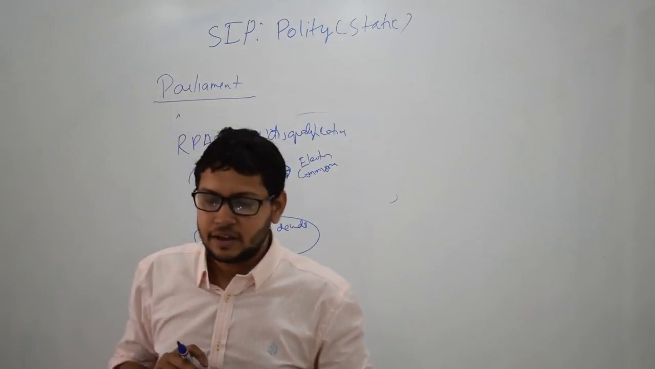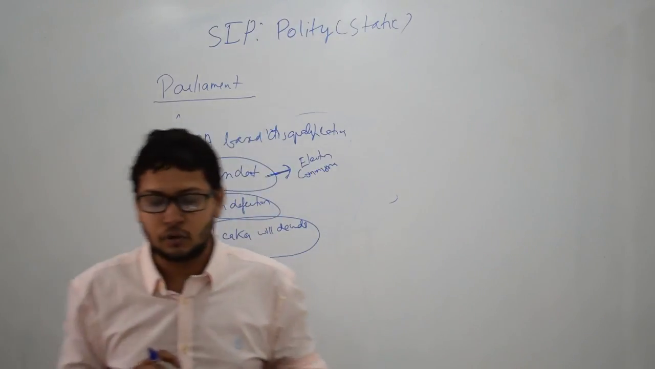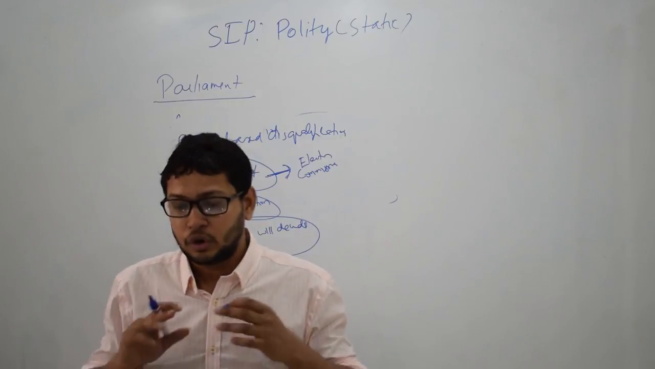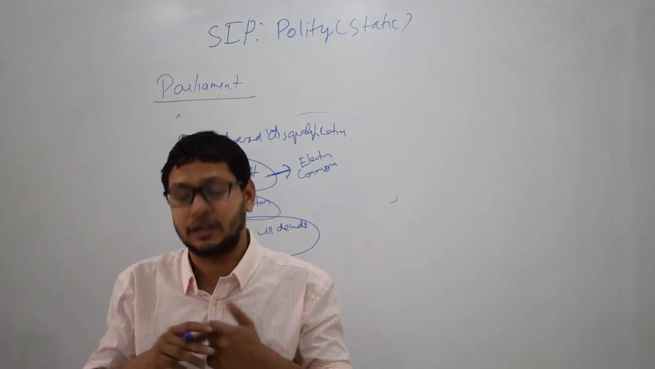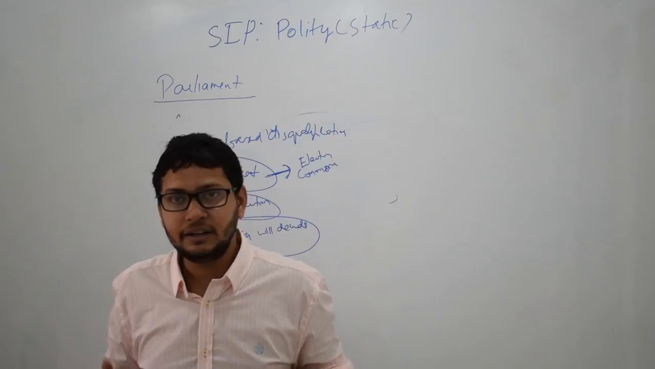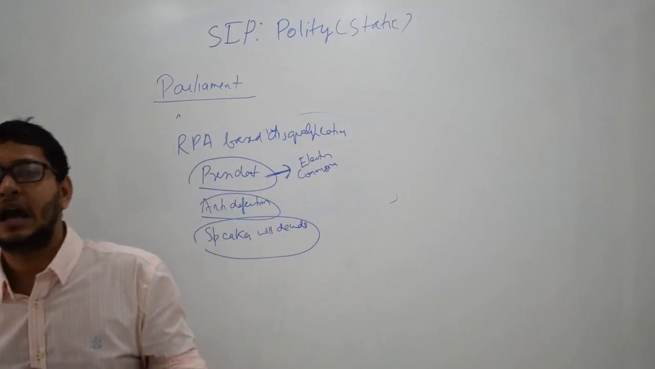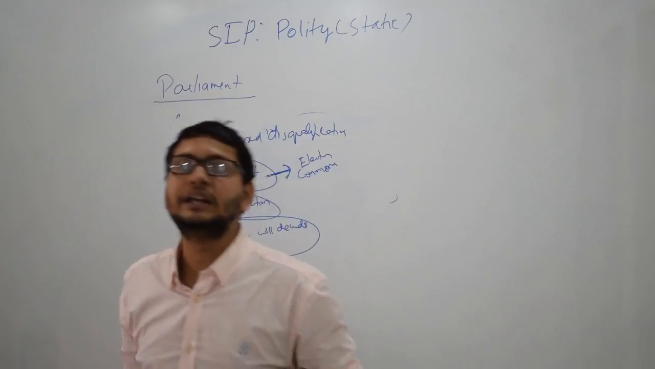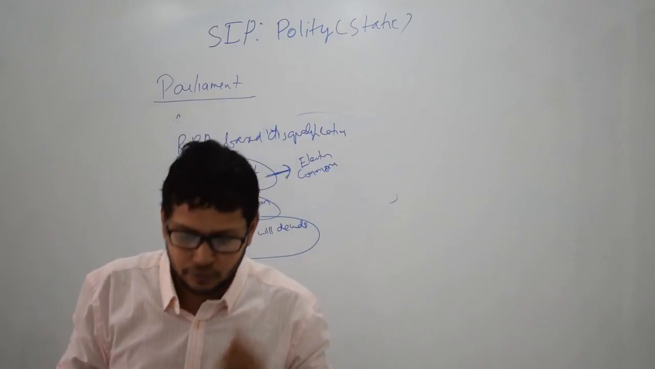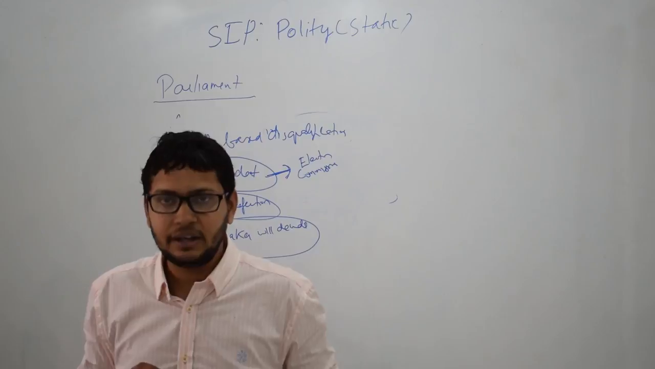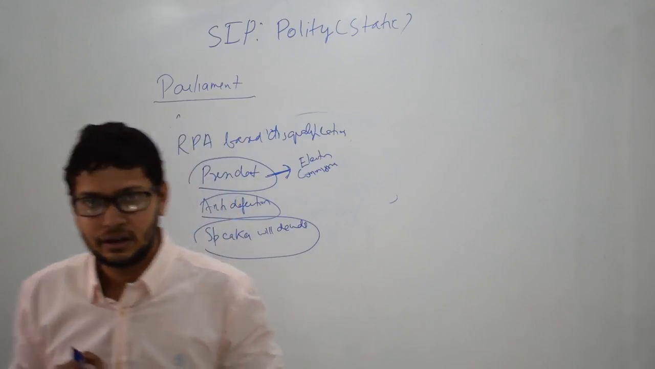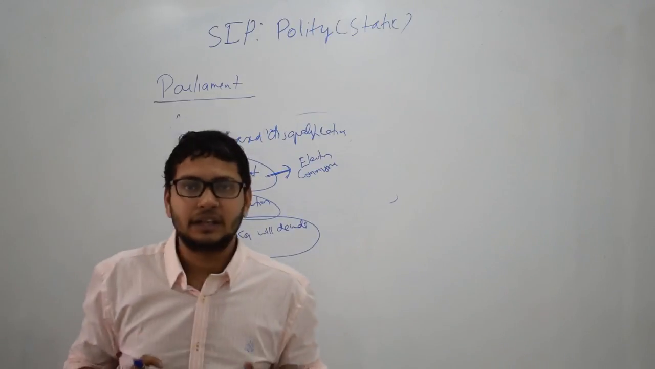Second case is that if he votes or abstains from voting in a house contrary to any direction given by the political party. So if the whip of the political party says that you have to vote in favor of this bill or against the bill, and if you don't do that, then in that case also you could be disqualified. Third is if an independent member joins any political party, then in that case also.